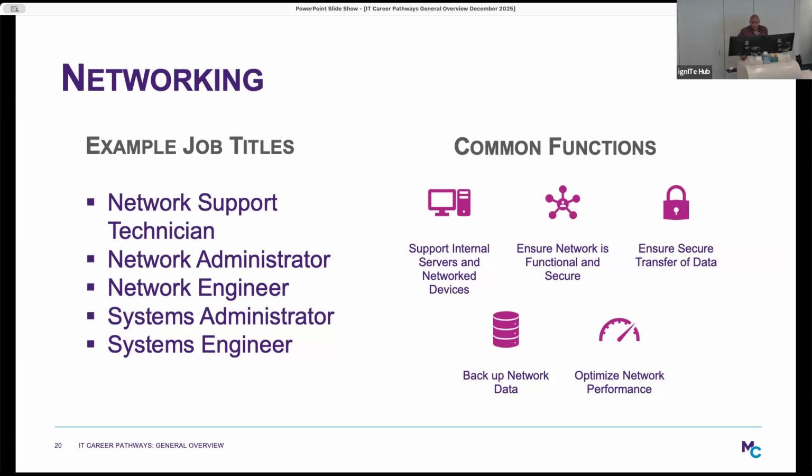So again, some of the titles that you see there, network engineer is kind of the marquee job in this area. But you have network support technicians, network administrators, system engineers, system administrators.